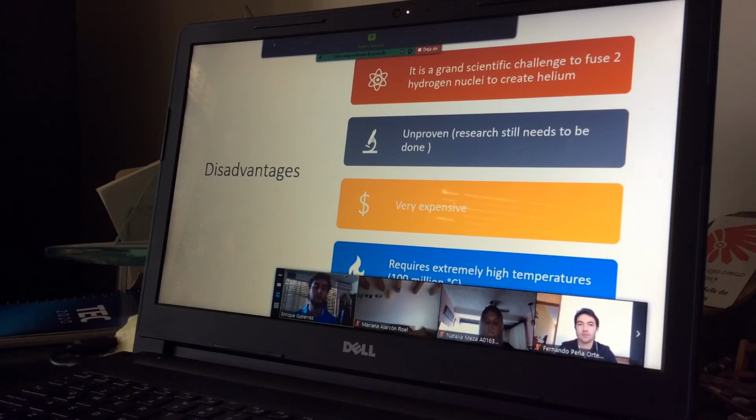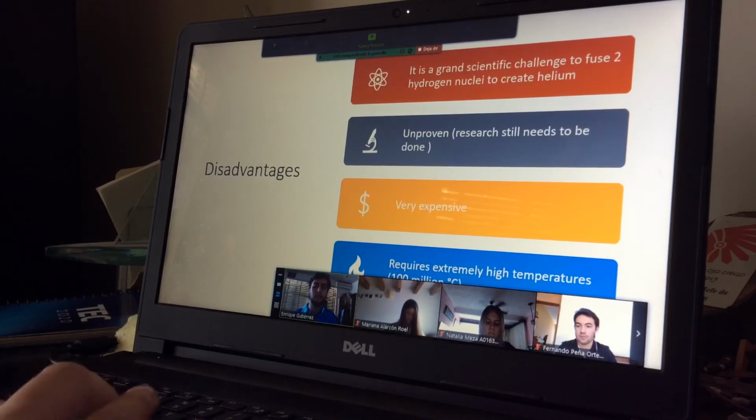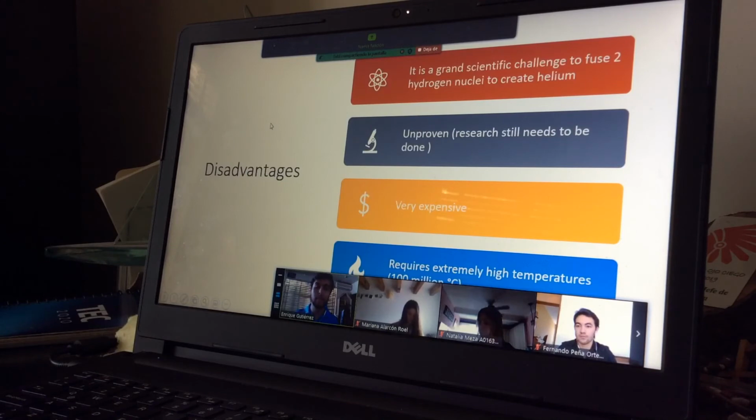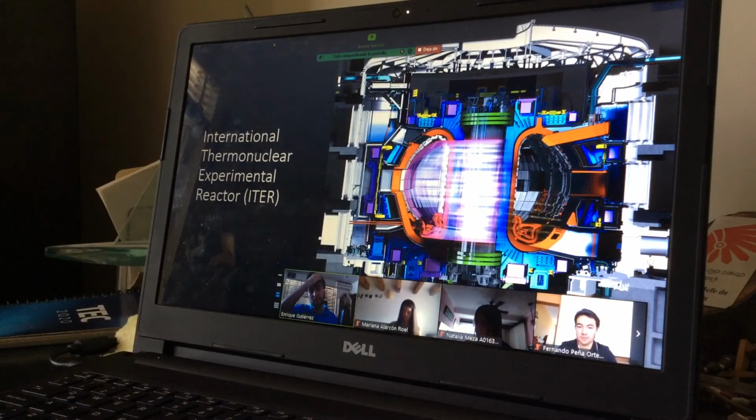It's also very expensive to create this, and this is because it requires extremely high temperatures, more or less 100 million degrees Celsius. This is because these are the type of reactions that happen in the sun and around stars. So to recreate these reactions here on Earth, we will need a lot of energy. So this is still a prototype energy, but there is a project going on.